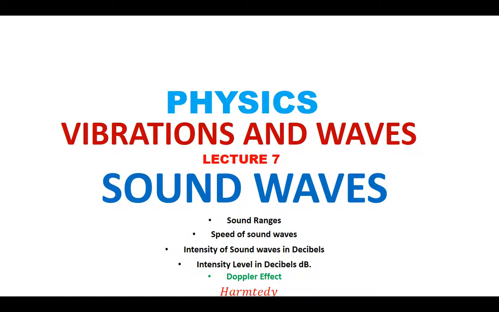So this is physics and we're still looking at vibrations and waves. This is lecture 7 under vibrations, and to be specific we'll be looking at sound waves. We're going to discuss what a sound wave is, what causes a sound wave, and then apart from that we'll look at the sound ranges, the speed of sound waves, and the intensity of sound waves in decibels. Then we'll also discuss the intensity level. This is a formula: the intensity level of sound, in decibels.